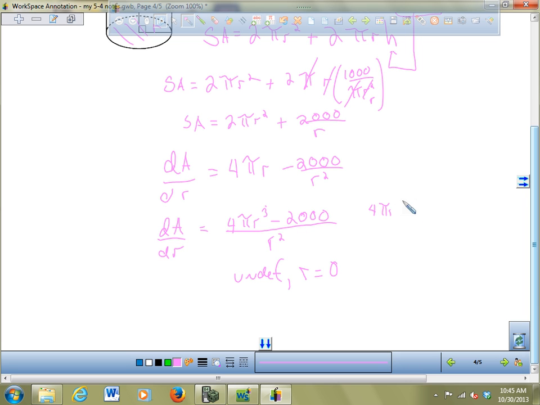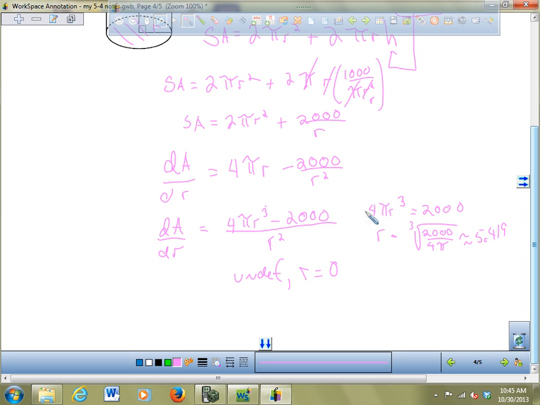So 4 pi r squared equals 2,000. Yeah? 4 pi r cubed, thank you. 4 pi r cubed equals 2,000. So r is equal to the cube root of 2,000 over 4 pi. Follow that? Yeah. Okay. And then you want to see what the r value is at that point, and you get that it is approximately equal to 5.419.